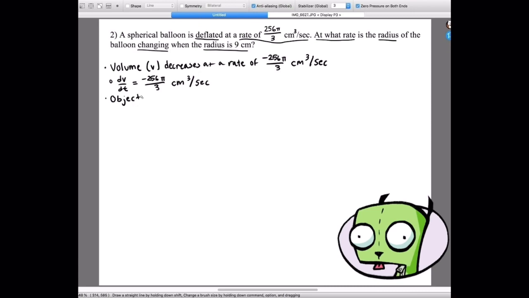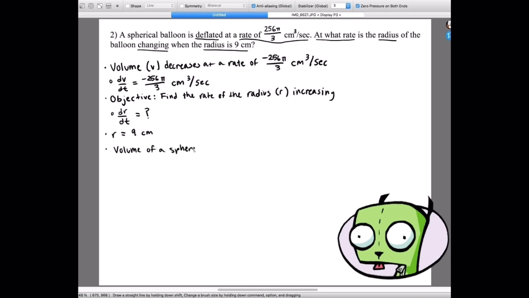We know that our objective is to find the rate of the radius changing, which is the same thing as we have to find the change in radius with respect to time. We also know that our radius is 9 centimeters. Finally, we have to write down the formula for the volume of the sphere, which you can Google. It is V equals 4 over 3 pi radius cubed.